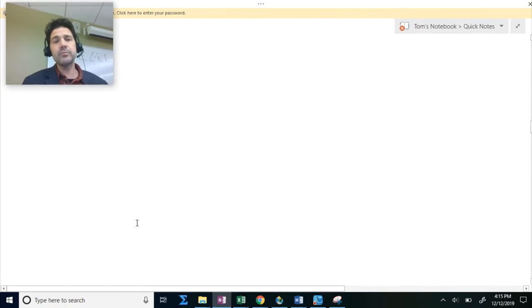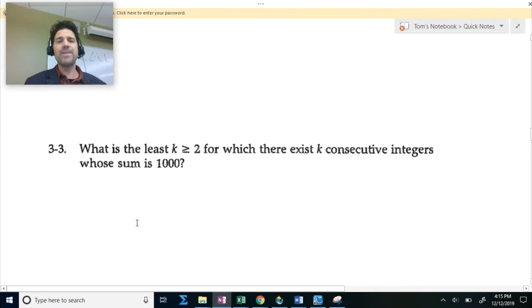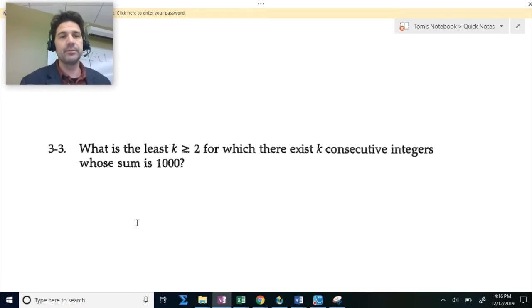That's the answer. Number 3, you want to find the least value k. So we want k to be the smallest, such that there exists k consecutive integers, again, in order, that add up to 1,000. So start with the smallest one, 2. If k is 2, you need 2 numbers that add up to 1,000. Well, they have to average to be 500. That's not going to work, because 500 plus 501 doesn't work, and 499 plus 500 doesn't work, so that isn't going to work.